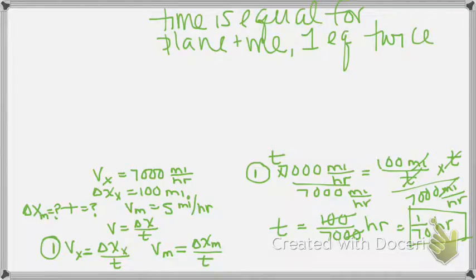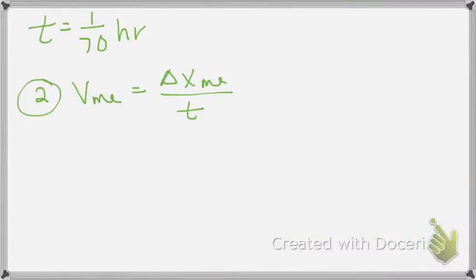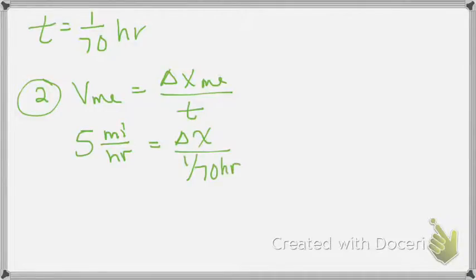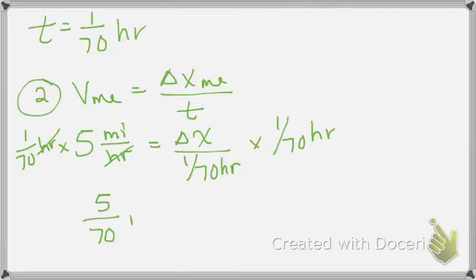And my velocity, if I go back, is 100 miles per hour. No, it's not. It's 5 miles per hour. So 5 miles per hour. I don't know what delta x is. I'm looking for it. And 1/70th of an hour is the time. So I'm going to multiply both sides by 1/70th of an hour. Those hours cancel. I'm left with 5/70ths of a mile is my delta x. And if I plugged that into a calculator, I would get 0.07 miles.